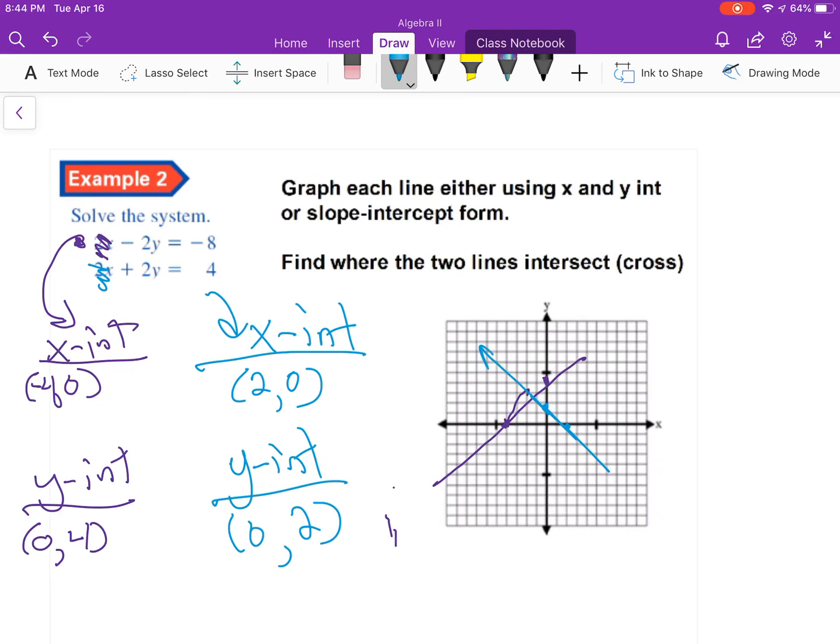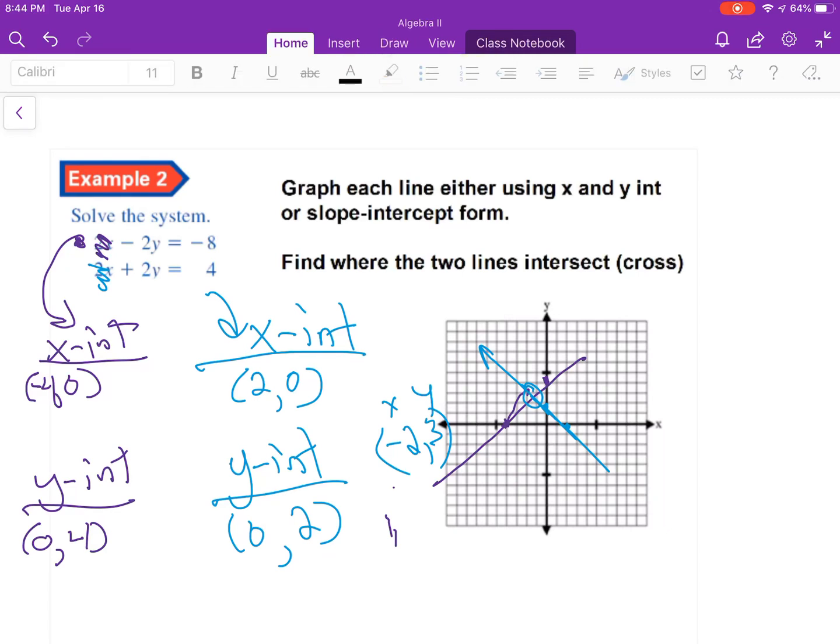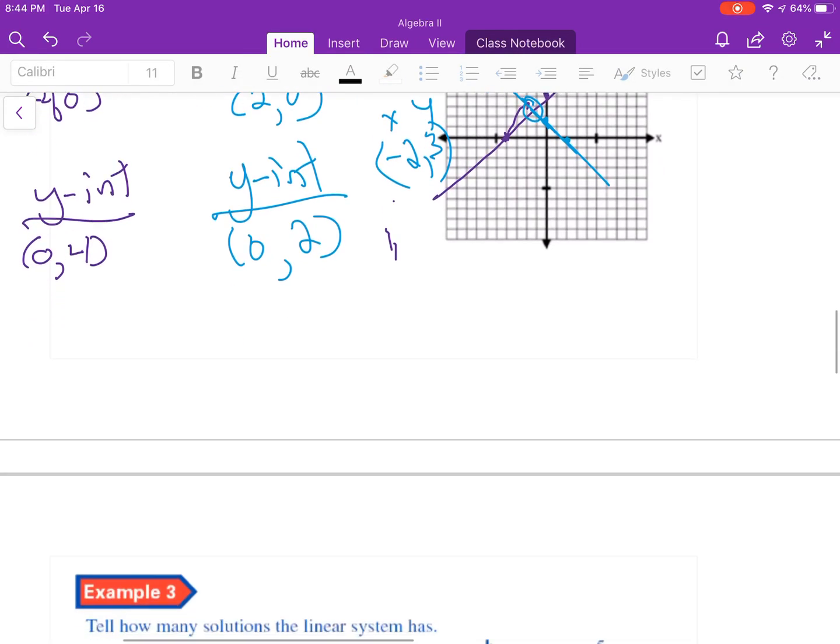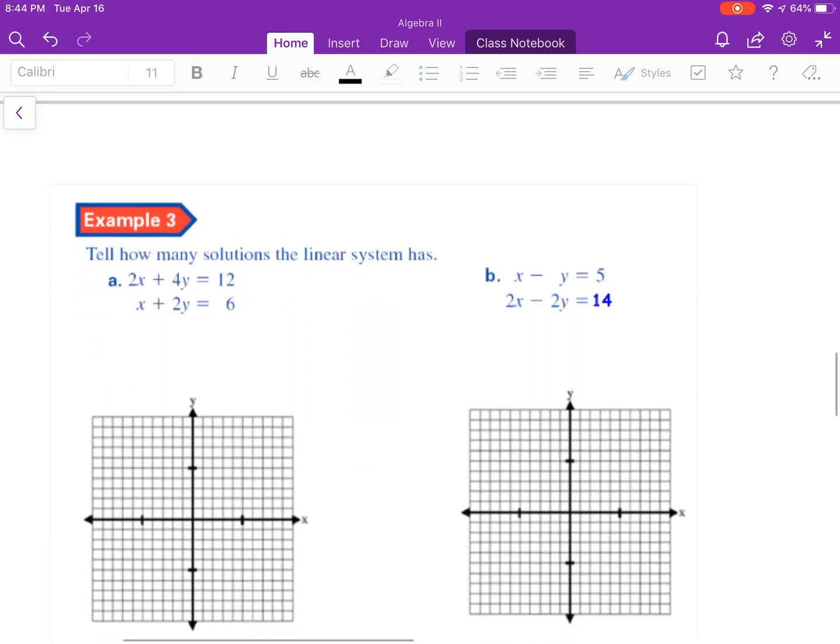Okay, and it looks like it's going to be right around negative 2 and about, I'd say, negative 2 and maybe like a 3. Okay, now these are going to work out to be whole numbers. So I didn't draw my graph too terribly accurate, so maybe be a little bit more precise in your graphing. But you get the idea.